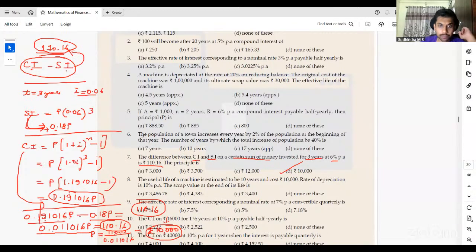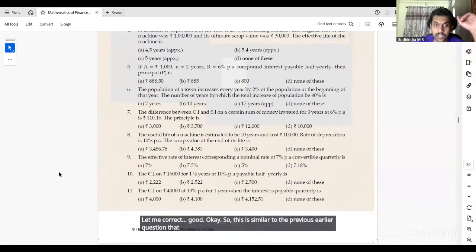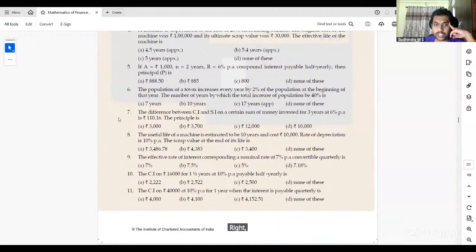Amit, correct. Good. Okay. So this is similar to the earlier depreciation question we discussed. The useful life of a machine is estimated to be 10 years. Cost 10,000. Rate of depreciation 10%. Scrap value is what we have to calculate.